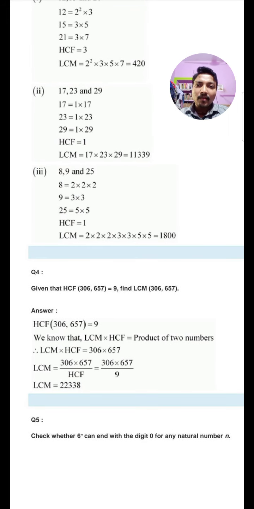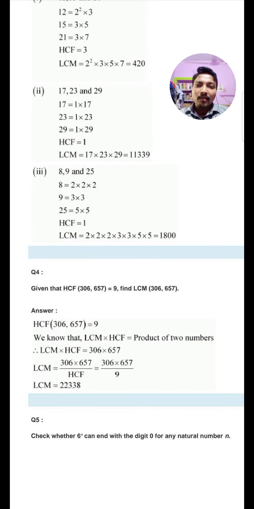Just see, it is clearly visible that no prime factor is common amongst these three prime factorizations, so the HCF is 1. Then the LCM is the product of the highest power of the prime factors used in all the prime factorizations. See, the first one is 2 cube. So 2 is used the highest number of times in the first factorization, then no 2, then also no 2. So 2 is used 3 times.